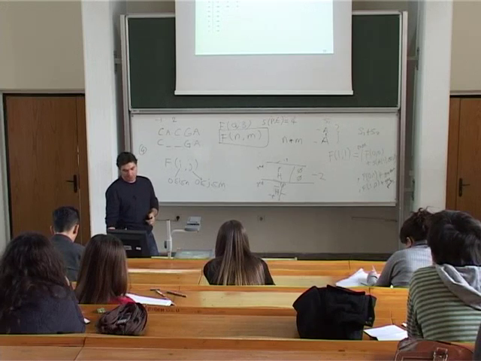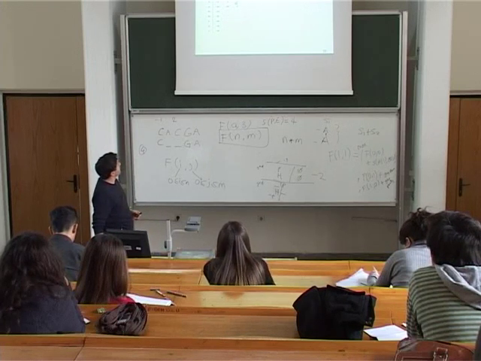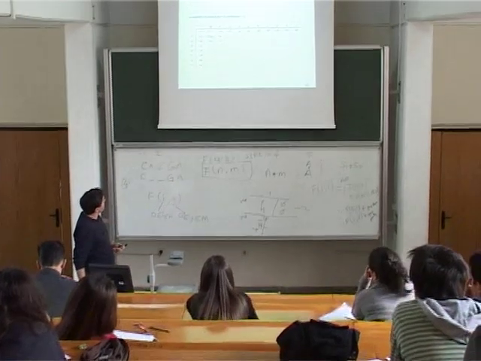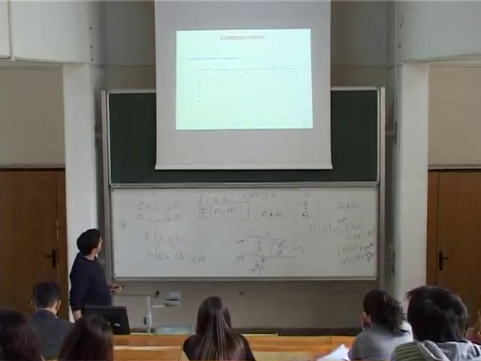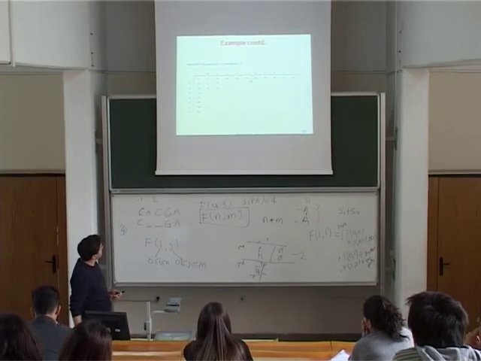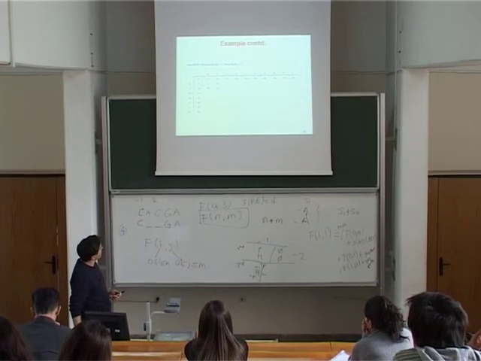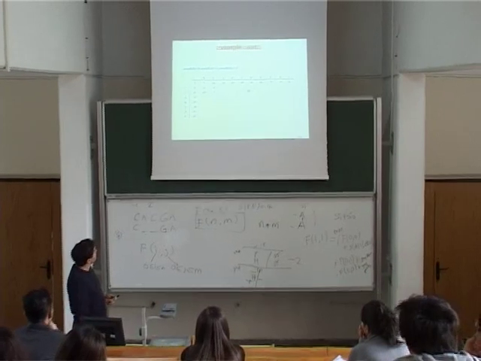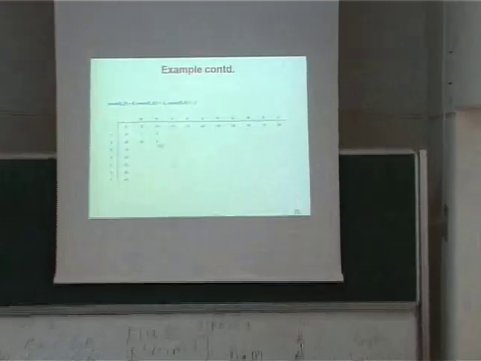So if we continue filling in this table, as I said, we have all the information. We can fill in the first row by going from left to right, then we can fill in the second row, and we can go like this. Let's look at this.